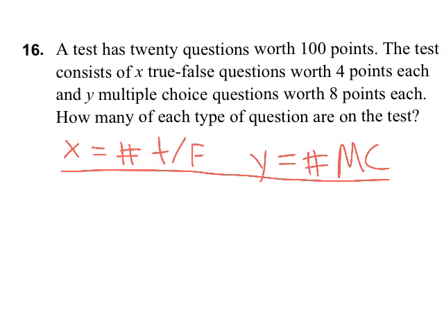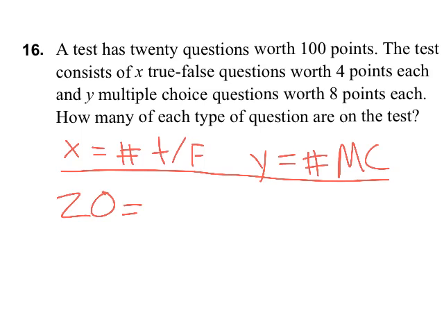Now that I've defined my variables, I want to go with my equations. So again, think about the fact that we have two totals here, two numbers associated with true false and multiple choice, right? We have a number of questions and we have a point value for the questions. So let's start. It doesn't matter which equation you start with, but you want to match like parts with like parts. So let's start with 20 questions. 20 questions is a total, right? So total equals everything else. So 20 equals, what are those 20 questions made up of?